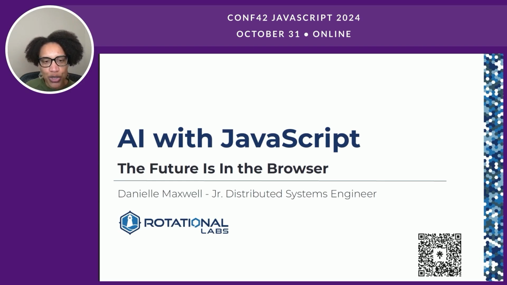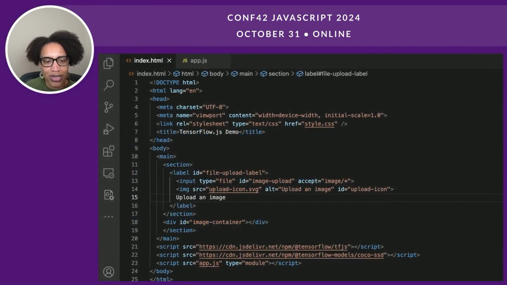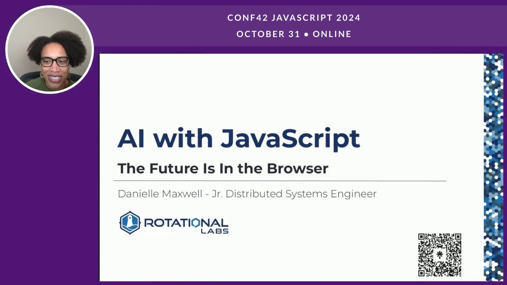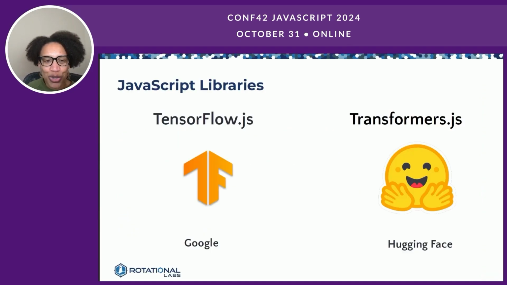And so two of the libraries that can actually help us with this in JavaScript in particular are TensorFlow.js, which was created by Google, and Transformers.js, which was created by Hugging Face.